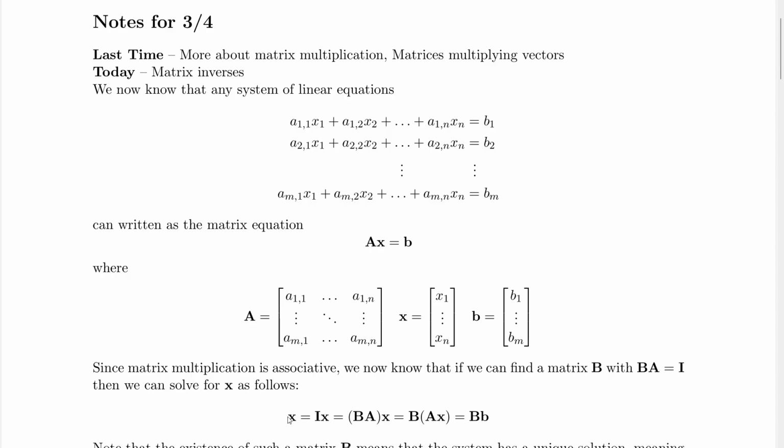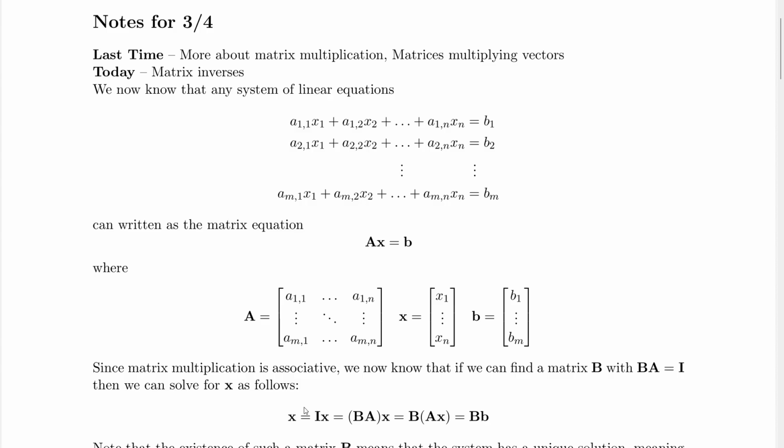Well, X is equal to the identity times X. It's just the fact of the identity matrix. If we know that B times A is the identity, we can sub it in. You can then move the parentheses over, as we know matrix multiplication is associative, and by hypothesis A times X is B, and there we go, you've isolated X. Alright, great. So that's the plan. We want to be able to address the question of, given a matrix A, can I find a matrix B so that multiplying B on the left of A gives me the identity, which would then let me solve for X.